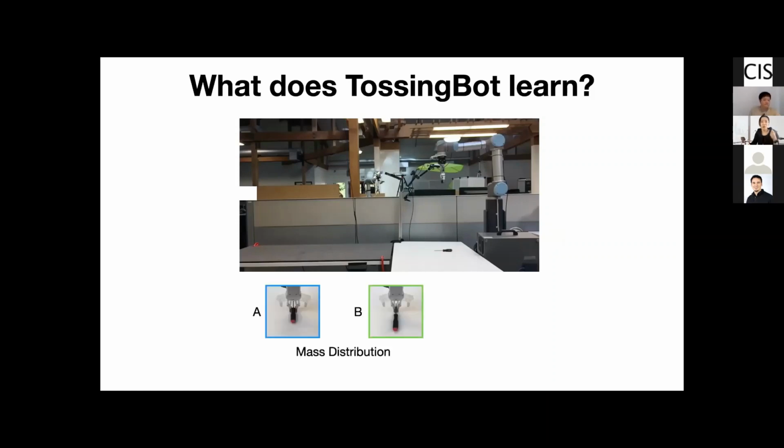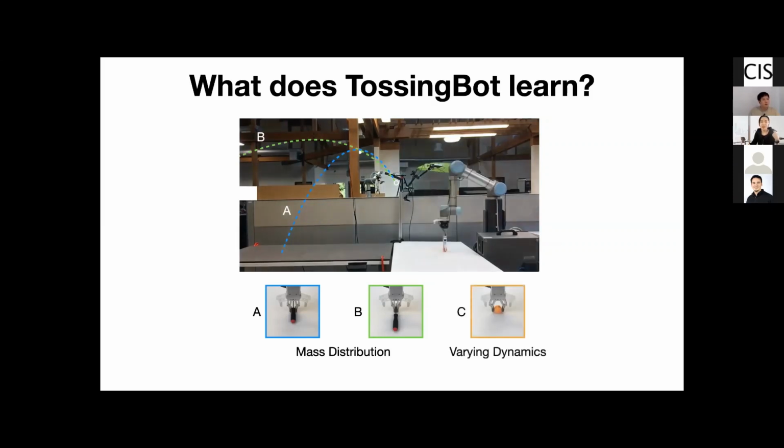First, we observe that the system needs to understand the object's mass distribution. For example, given a screwdriver, if the robot grasps and tosses the object near the center of mass, then it would land much closer than grasping it from the tip. In addition, the system also needs to understand the object's aerodynamics. For example, a ping pong ball would land much closer due to air resistance.